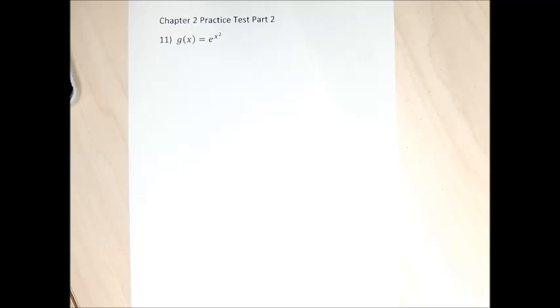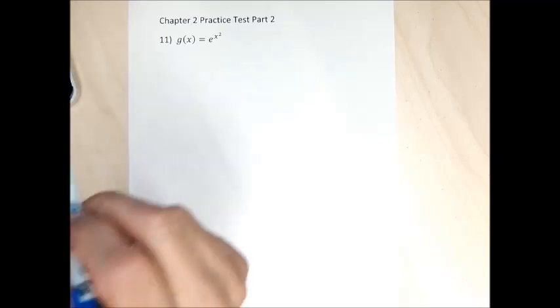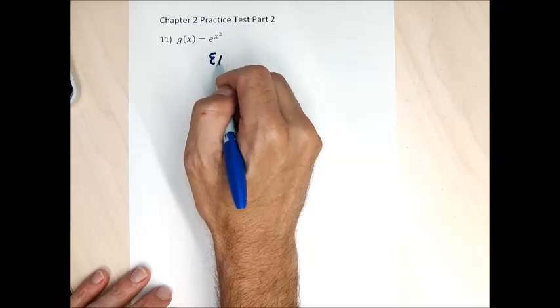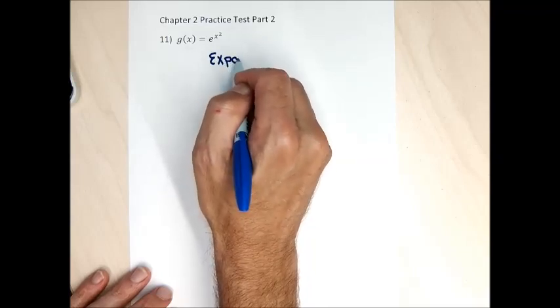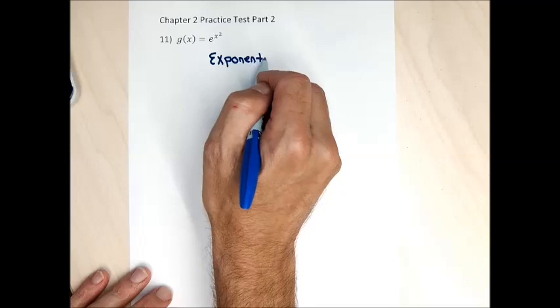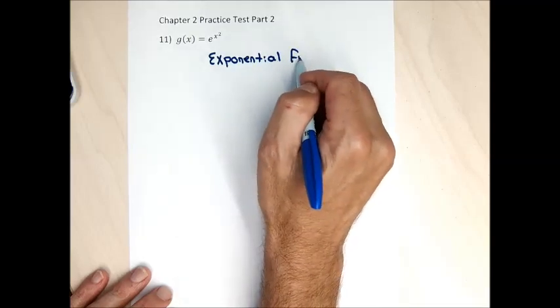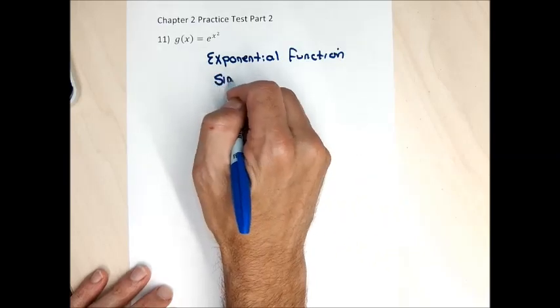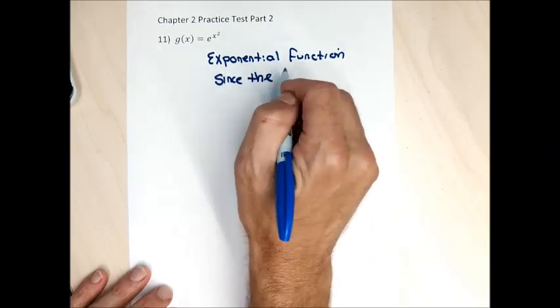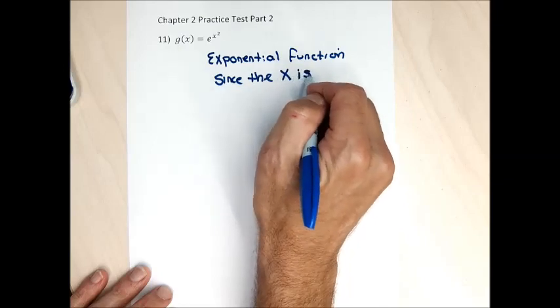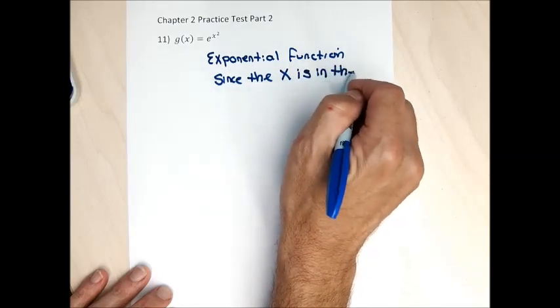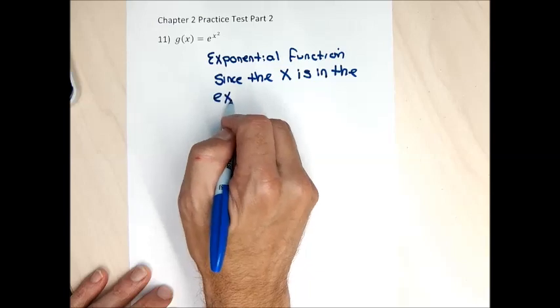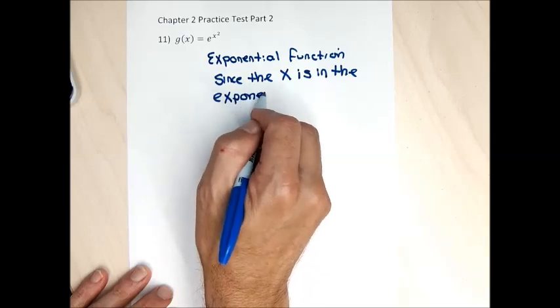Alright, so this is part 2 of the chapter 2 practice test. I'm supposed to find the derivative. There's no instructions here, but I'm finding the derivative of this. And this is an exponential function because the x is in the exponent. And the big deal about these is you don't subtract one from the exponent when you find the derivative.